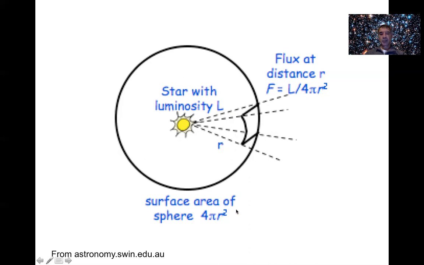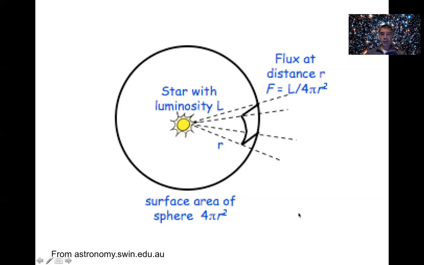The surface area of a sphere, again, is 4 pi r squared. So if we want to know the amount of energy per unit time per unit area here, we just need to divide by the total area of that sphere, which is 4 pi r squared. So you can see, if this was a distance d, then this is L over 4 pi d squared. That's where that formula came from.